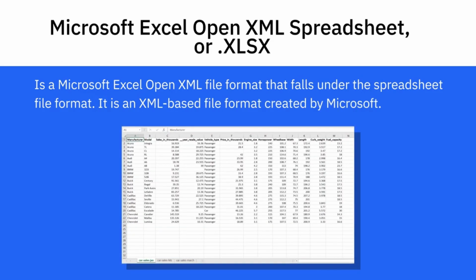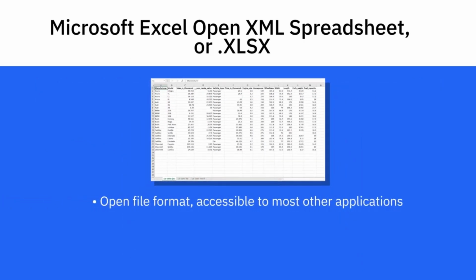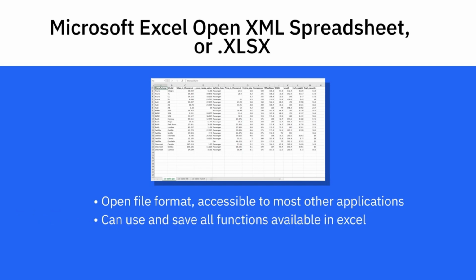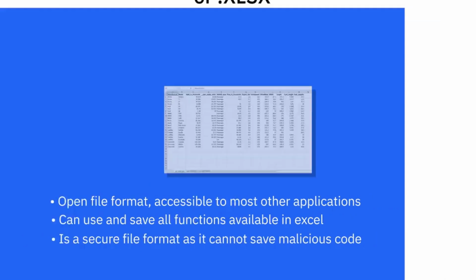In an XLSX, also known as a workbook, there can be multiple worksheets, and each worksheet is organized into rows and columns, at the intersection of which is the cell. Each cell contains data. XLSX uses the open file format, which means it is generally accessible to most other applications. It can use and save all functions available in Excel and is also known to be one of the more secure file formats as it cannot save malicious code.